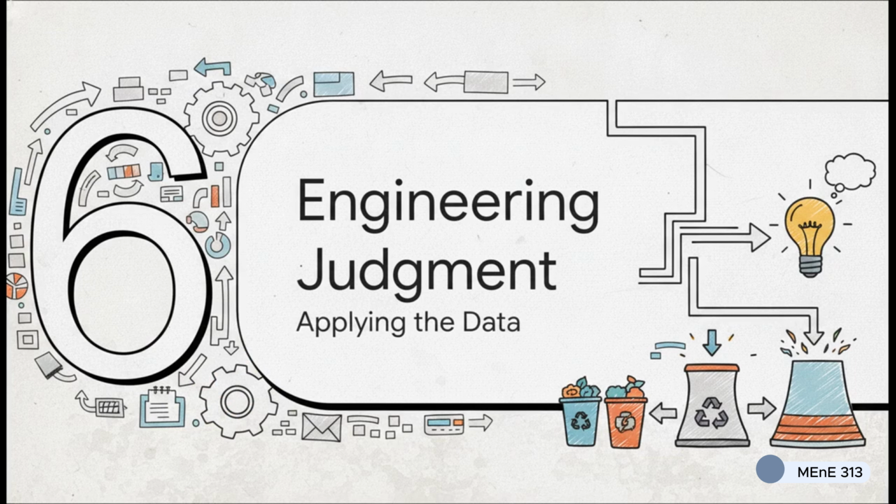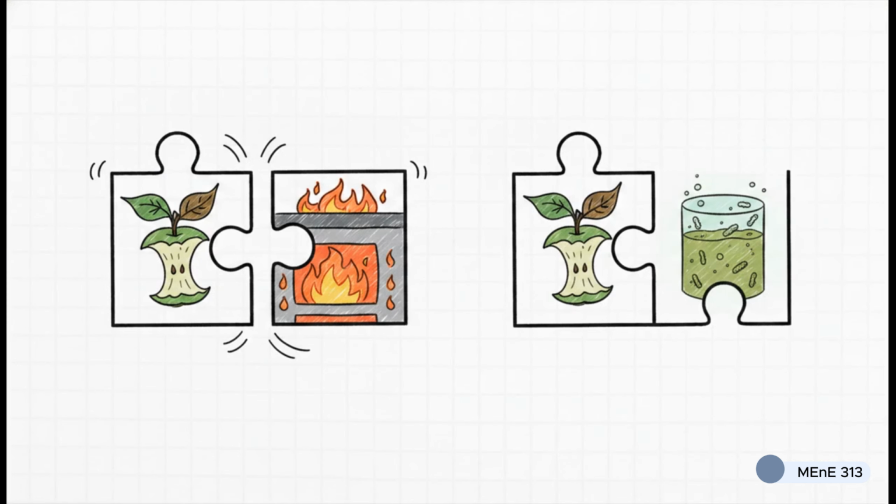Section 6, Engineering Judgment and Suitability. Finally, we have to synthesize all of this raw data into applied engineering judgment, because honestly, data without synthesis doesn't do us any good. Remember, suitability isn't some universal given. A high-moisture food waste is a uniquely terrible direct fuel, but it's an incredibly good candidate for biogas production.